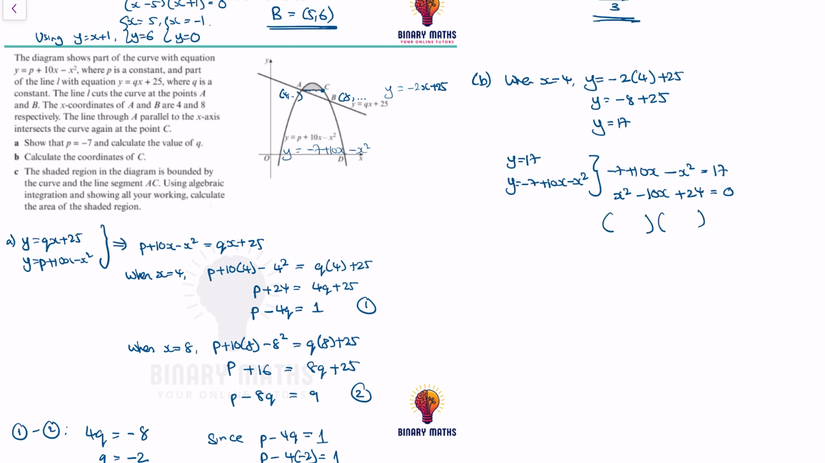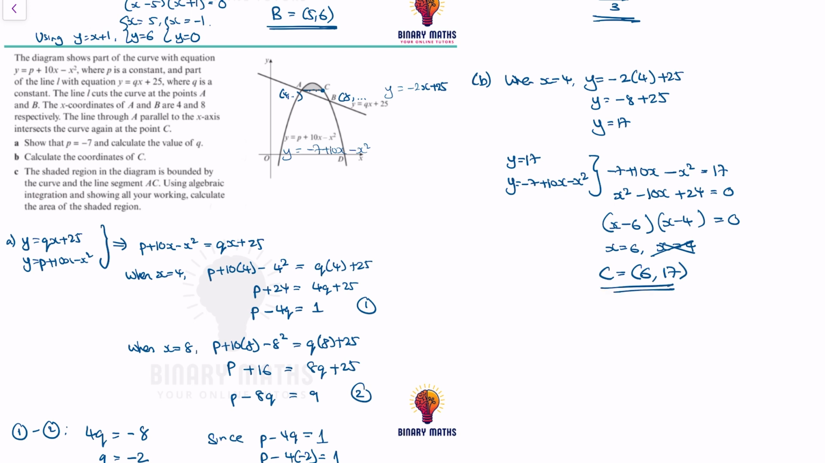If we factorize it, I get x minus 6 in one bracket, x minus 4 in the other, which means x is equal to 6 or x is equal to 4. Now, we know it can't be 4 because that's A, so it must be x is equal to 6. So C is equal to 6, and because it is on the line y is equal to 17, it must have y value 17.